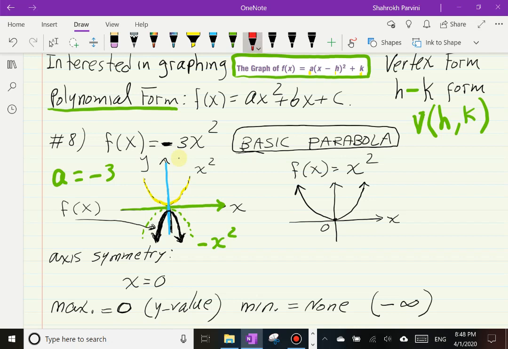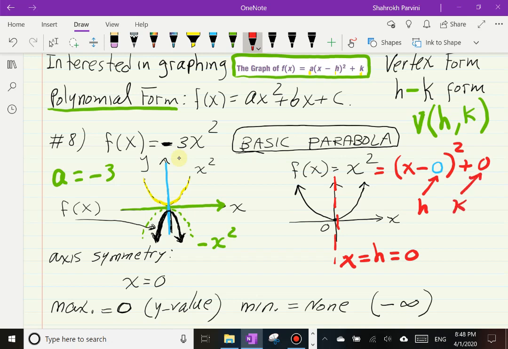The axis of symmetry is going to be this line, the line that runs right through the vertex. Okay, its equation is going to be x equals h, in this case 0 for the basic parabola, because x squared could be written as (x minus 0) squared. Okay, and that's what h is. There you go, that is what h is. Of course plus 0, and that's what k would be. This is the k part. That's just an elaborate form of x squared.